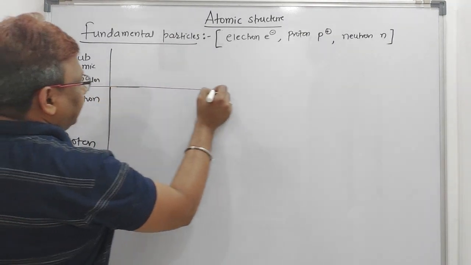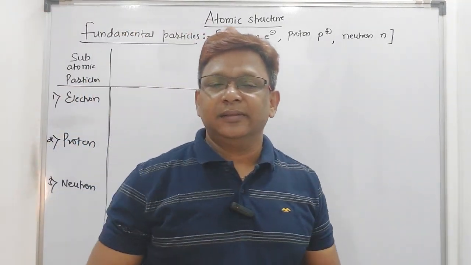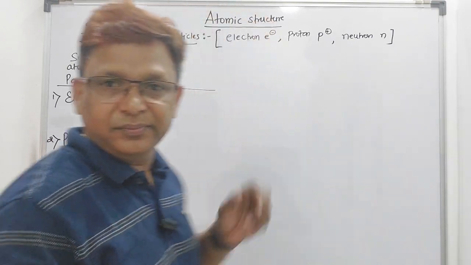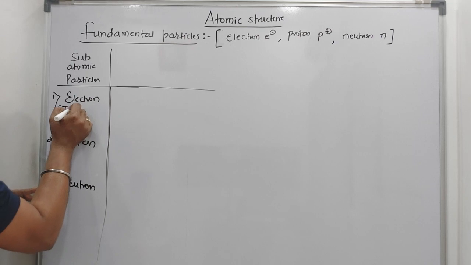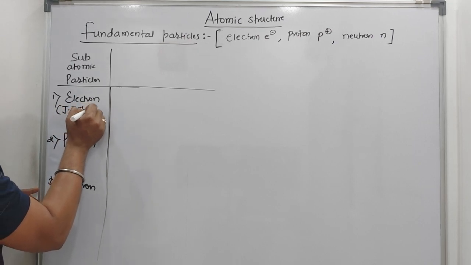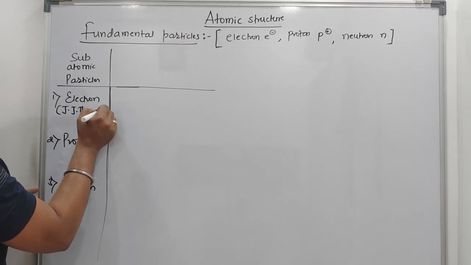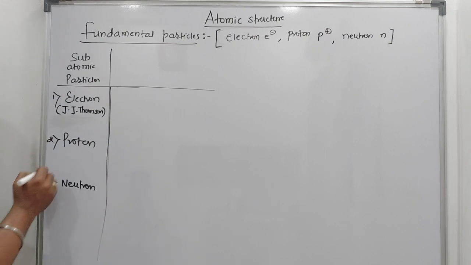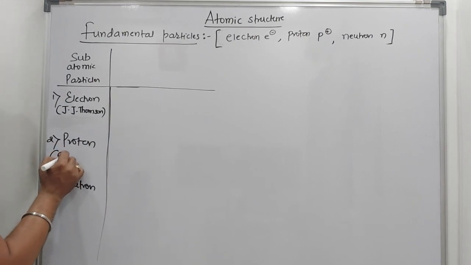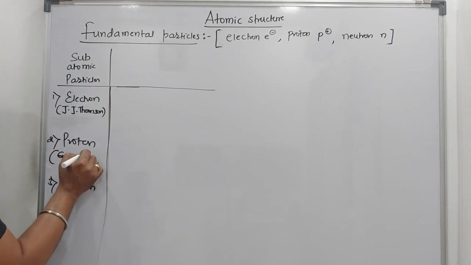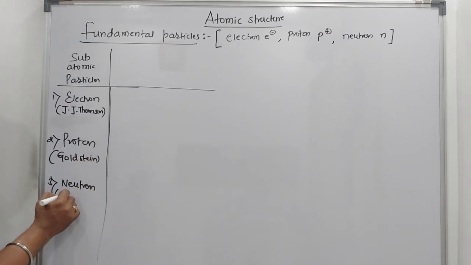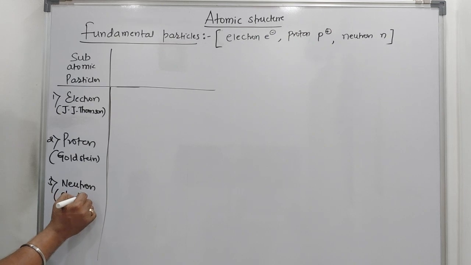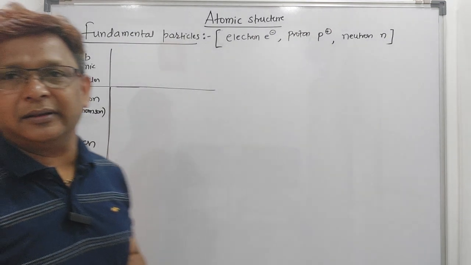Beta, in these subatomic particles, first of all we'll see, this electron was discovered by whom? Do you remember? Electron was discovered by J.J. Thomson. Then proton was discovered by Goldstein. And neutron was discovered by Chadwick. These are the names of the people who discovered these fundamental particles.